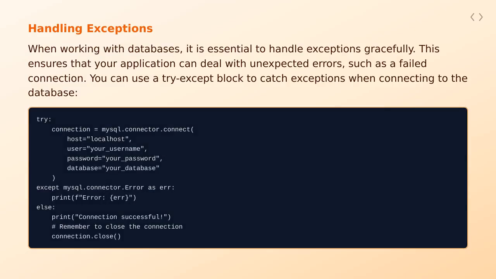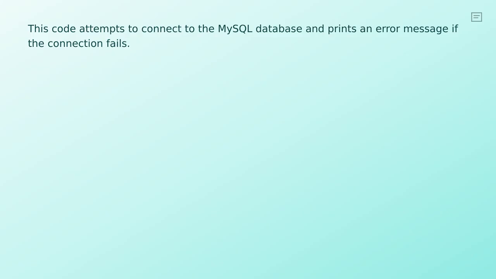Next, handling exceptions. When working with databases, it's essential to handle exceptions gracefully. This ensures that your application can deal with unexpected errors, such as a failed connection. You can use a try except block to catch exceptions when connecting to the database. See the example on this slide. Pause if you want to study the details. Now, this code attempts to connect to the MySQL database and prints an error message if the connection fails.